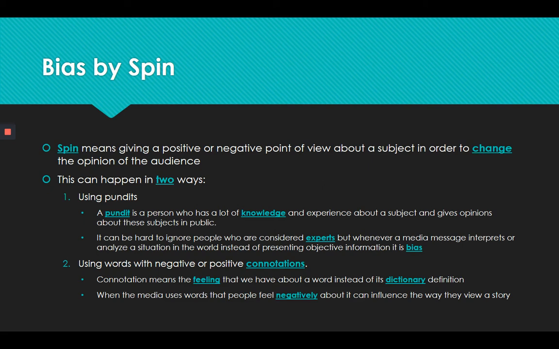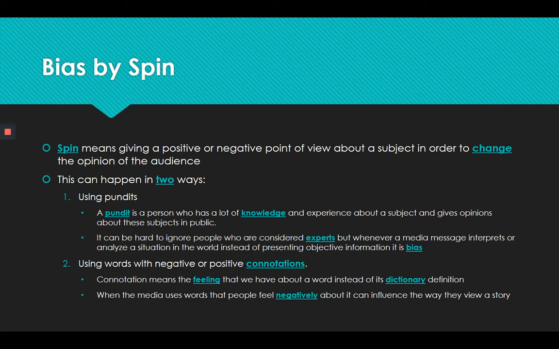A pundit is a person who has a lot of knowledge and experience about a subject and gives opinions about these subjects in public. It can be hard to ignore people who are considered experts, but whenever a media message interprets or analyzes a situation in the world, instead of presenting objective information, it is bias.